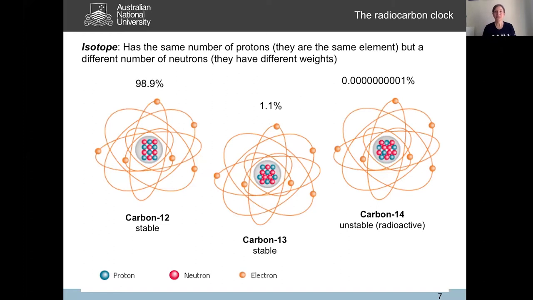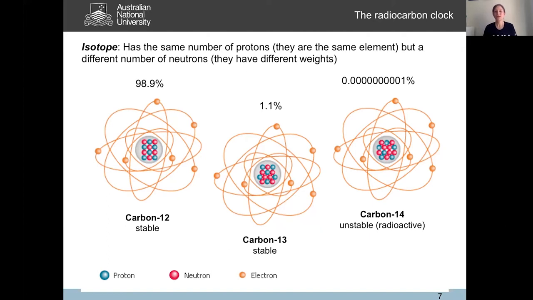To understand this, we have to understand that an element can have multiple different forms, and these forms are called isotopes. So an isotope has the same number of protons, but a different number of neutrons in its nucleus. The number of protons defines what an element is. So all atoms of carbon have got 6 protons in their nucleus, but you can have different weights of carbon.